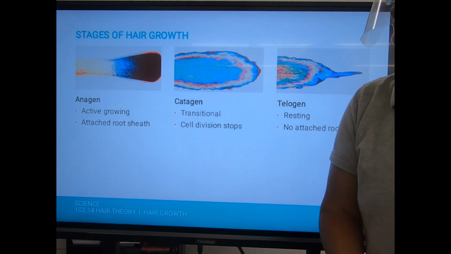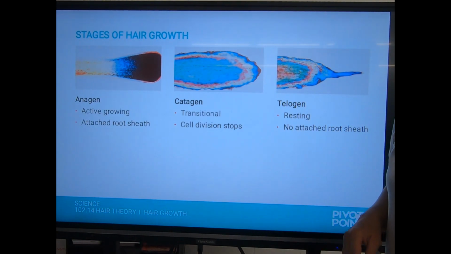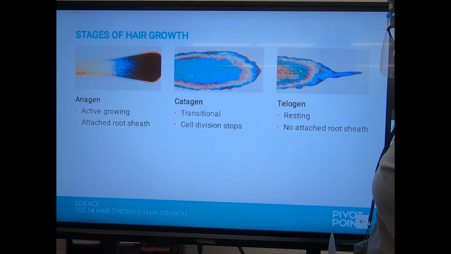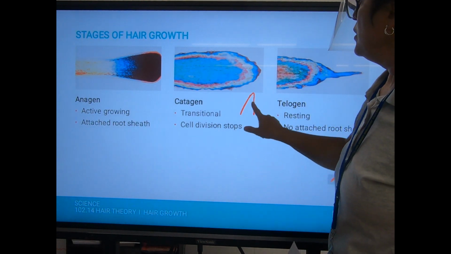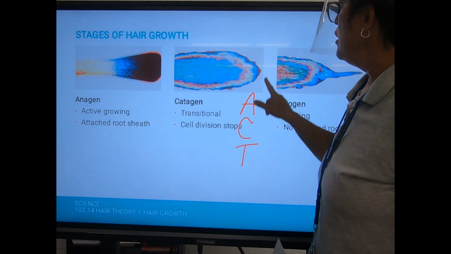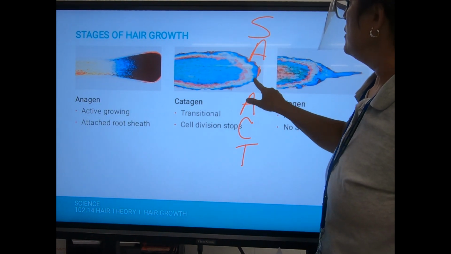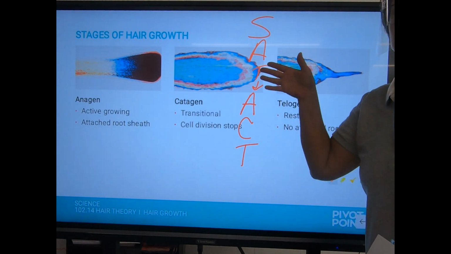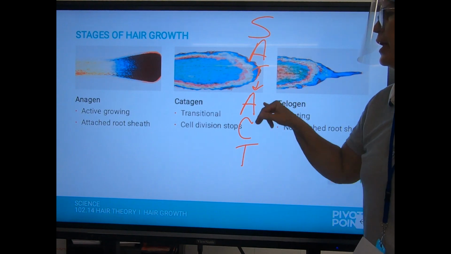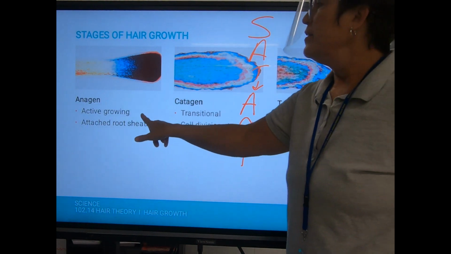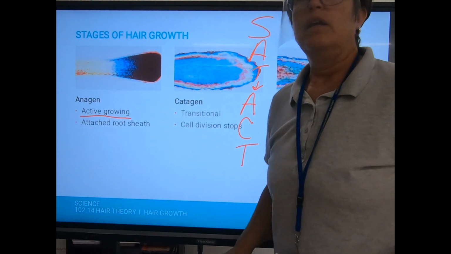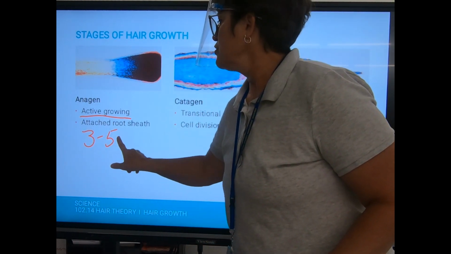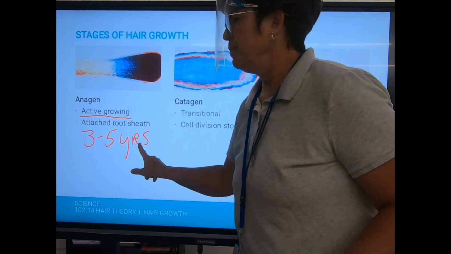Okay, the stages of hair growth, anagen, catagen, telogen. The way I want you to remember this is ACT. Okay, so when you want to go to college, you might take the SATs or you might take the ACTs, ACT. So you have to remember it's in this order. Okay, you've got A, anagen. This is when the hair is growing. Hair will grow for 3 to 5 years on average.